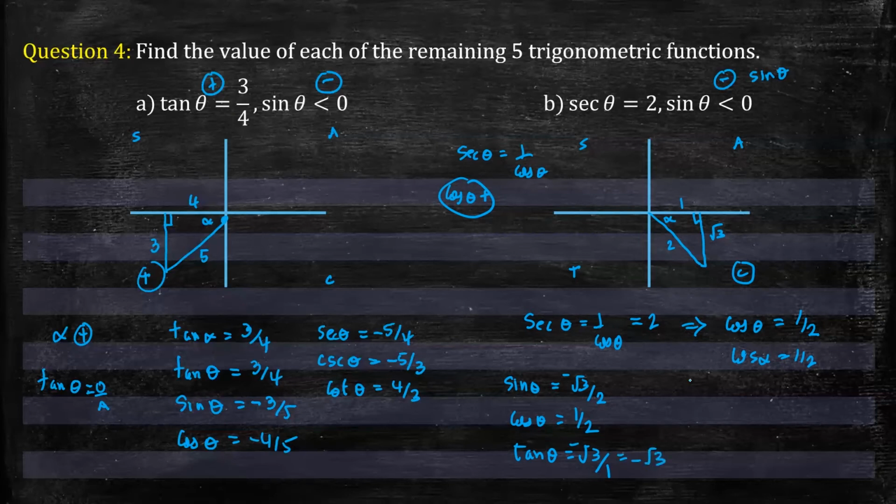So then what would be sec? Sec theta is already given as 2, isn't it? Sec is the reciprocal of cos, so that's 2, that's given in the question. Cosec. Cosec is the reciprocal of sine, so that's negative 2 on √3. And cot is the reciprocal of tan. So that's going to be negative 1 on √3. So those are the trig functions that you need for that question.